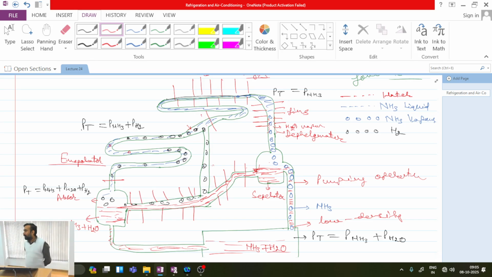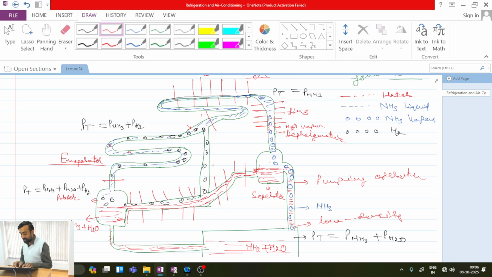Is this clear? So this system is something which works on constant total pressure. Total pressure in all the components is constant. However, in the condenser the total pressure is purely because of ammonia. In the evaporator it is because of ammonia and hydrogen. In the absorber it is because of all three components, and in the generator it is because of ammonia and water.